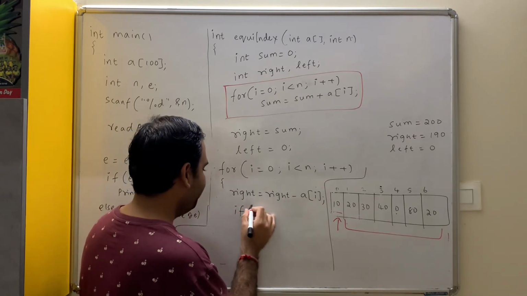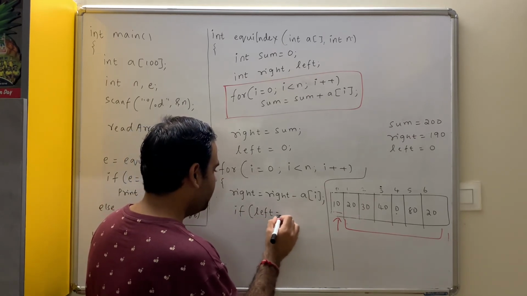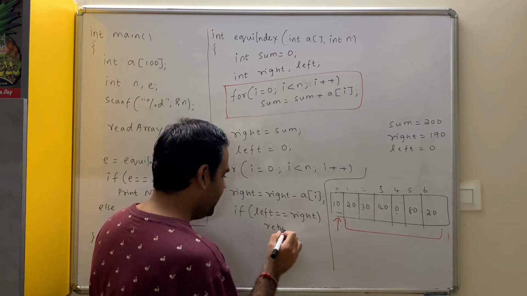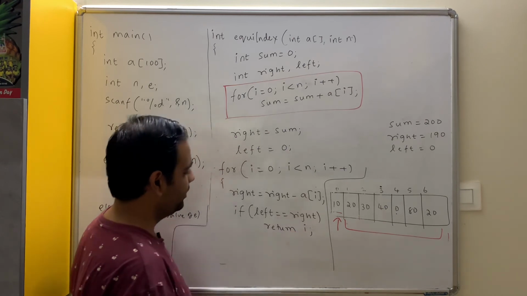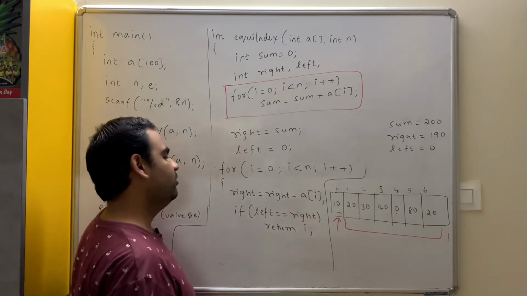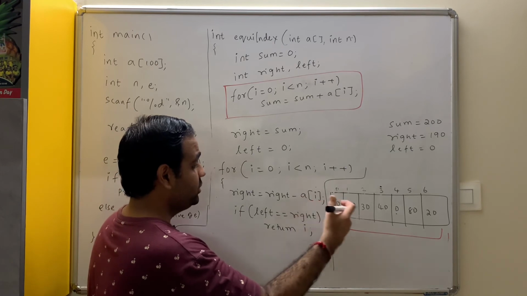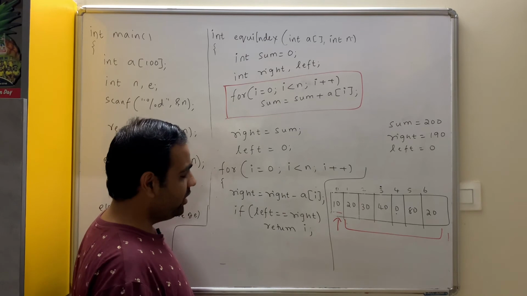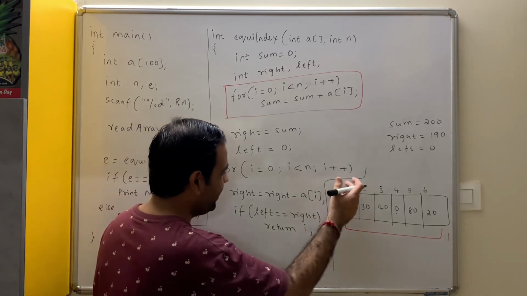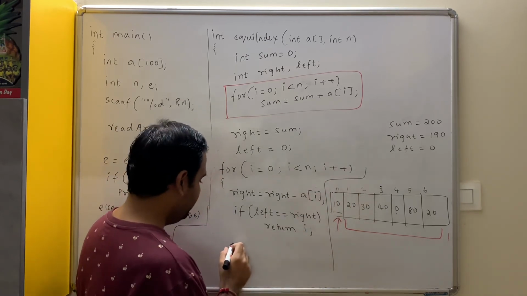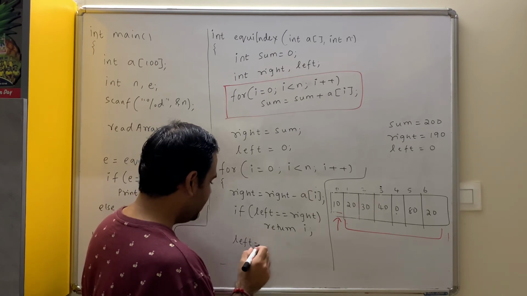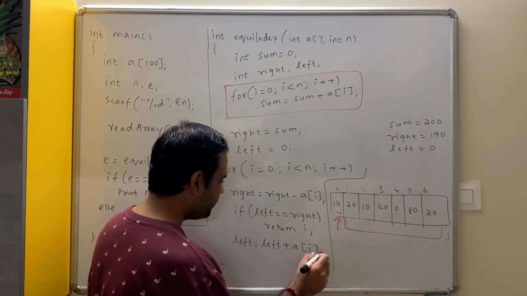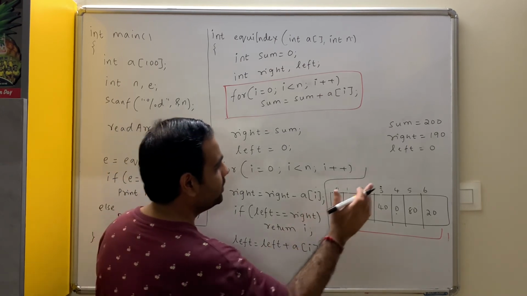Hence I write, if left is equal to right, then I should be the equilibrium index. Now left is 0, right is 190, LHS sum is 0, RHS sum is 190. It is not the equilibrium index. Now 1 can be the equilibrium index, so I need to compute the left sum. I say left is equal to left plus a of I. What is the value of left? 0. 0 plus 10 is 10.